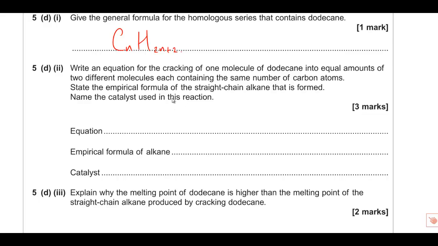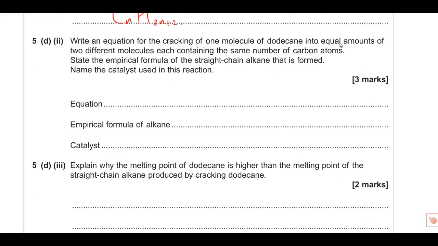5D part 2. Write an equation for the cracking of one molecule of dodecane into equal amounts of two different molecules, each containing the same number of carbon atoms. So, dodecane is being split, and it was C12H26. So, we know we've got to have a C6 and a C6. One's going to be an alkane, so that's going to be C6H14. The other's going to be C6H12. It's an alkene. Add them up. That works fine.